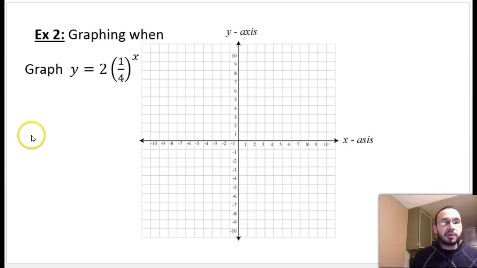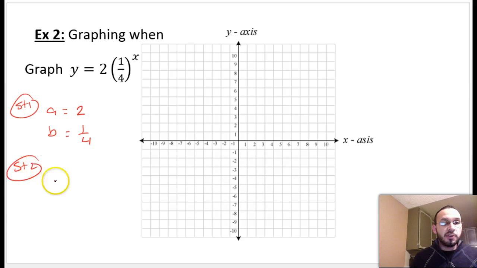Now let's take a look at example number 2. I'm going to go step by step. Step 1 is to find what a, b, h, and k are equal to. In this case, we don't have an h and k, but we know a and b. A is equal to 2, b is equal to 1/4. Step 2, my two very important points: my y-intercept, (0, a), which is just (0, 2). And when x is equal to 1, I multiply a and b. This would give me 1/2.